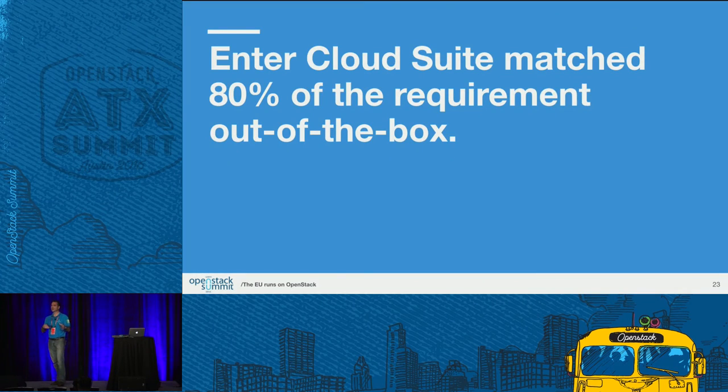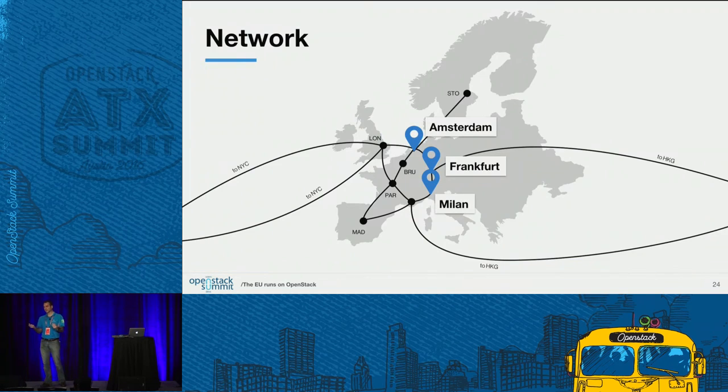We looked around our respective infrastructure, and we found out that our existing Enter Cloud Suite platform was 80% ready to answer all these specifications. So what is Enter Cloud Suite? Enter Cloud Suite is a public cloud developed since we started in 2010, and we released the first region in Milan in 2013, and then we released the second and third region in Easter 2014.